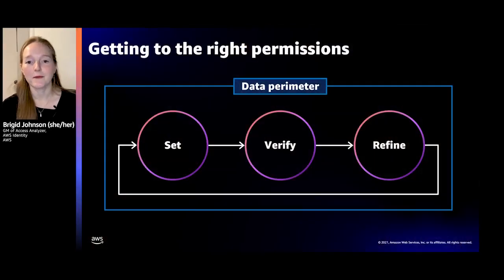We talk about, first, you need a data perimeter. You need those guardrails to basically say, hey, this is all inside, we have our outer bound. And so if it's a little bit broad, it's okay for now, but we're going to scope it down over time. Then you're going to set, verify, and refine, and this will continue until you get it right. And it will change as you innovate as well. Today we're going to go through each of these three steps.